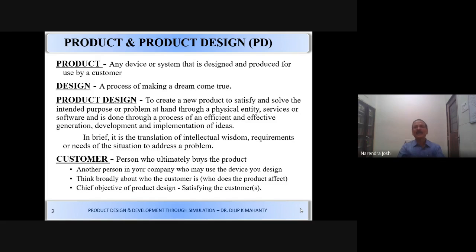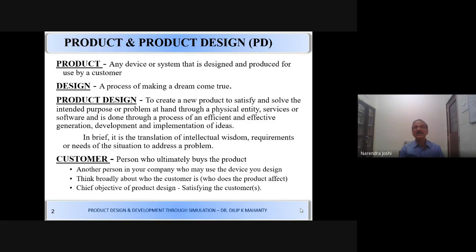Product design is to create a new product to satisfy and solve the intended purpose or problem at hand through a physical entity, services or software, done through a process of efficient and effective generation, development and implementation of ideas. Please mark these three: effective generation, effective development and effective implementation of ideas, so that we are able to solve certain problems. Or the problems may not be there yet, but looking at the future, based on the technology we have in hand and the probability of technology development, we are going to get effective physical or virtual solutions.